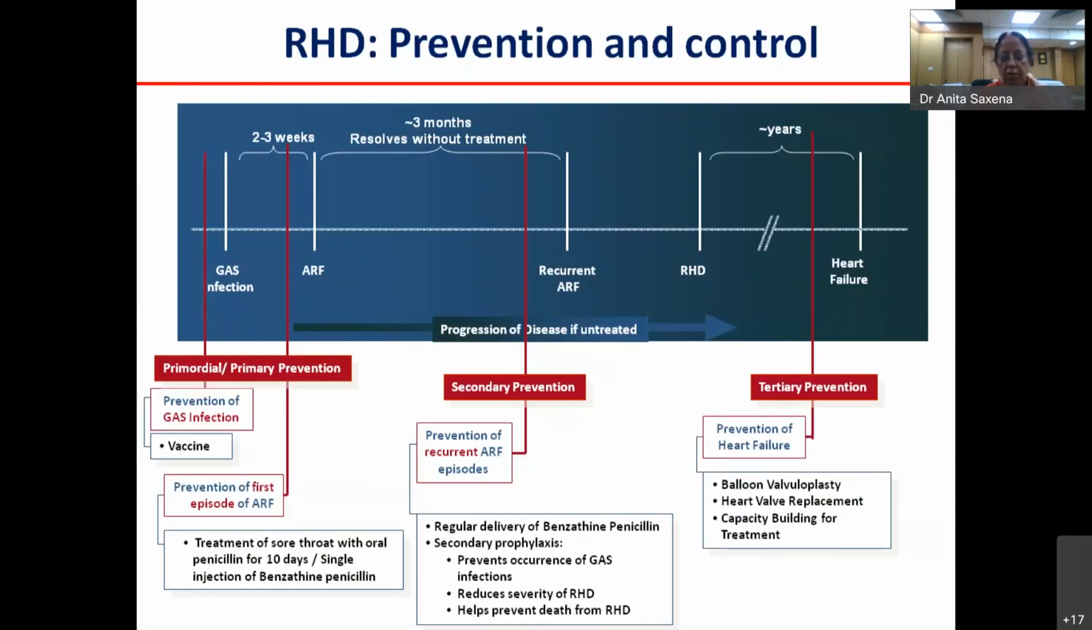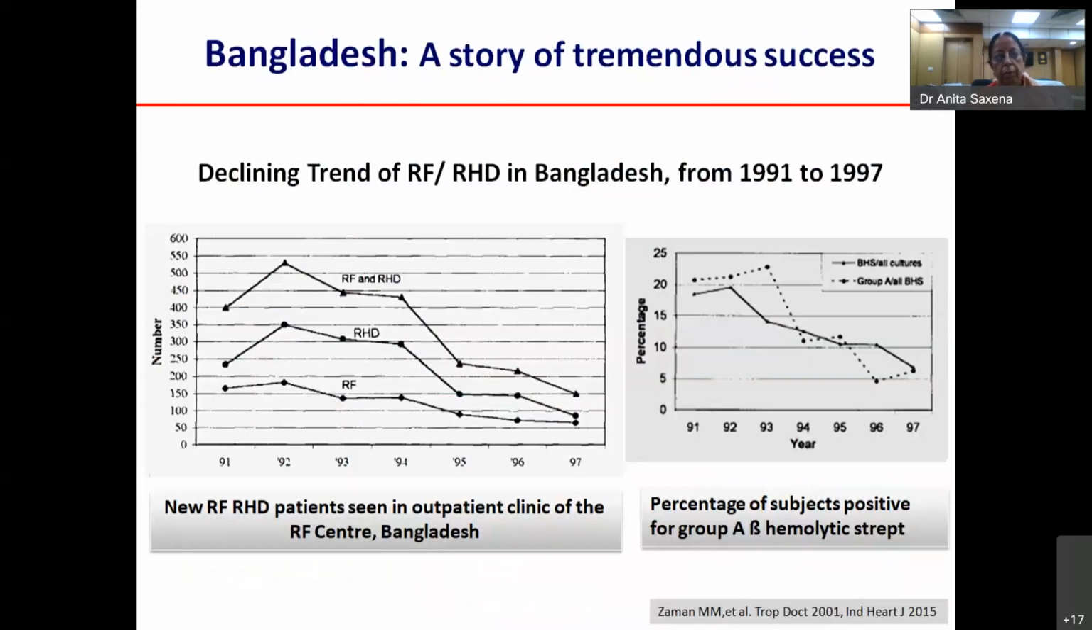But remember, tertiary prevention is actually hardly prevention. This is too late a stage. So you have to focus your energy on primary, and best is perhaps secondary prevention, which has been found to be most cost effective. And finally, I just wanted you to know that we don't have to really become America or England to prevent or to decrease our burden of RHD.